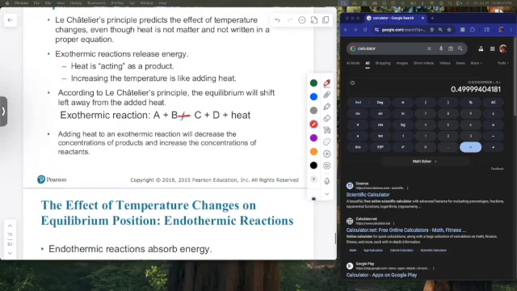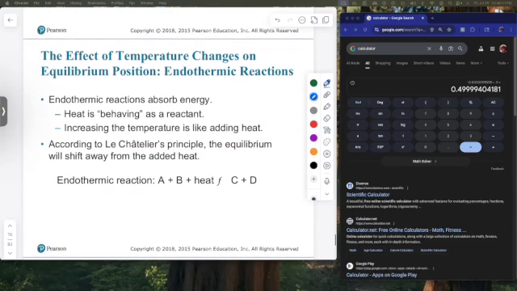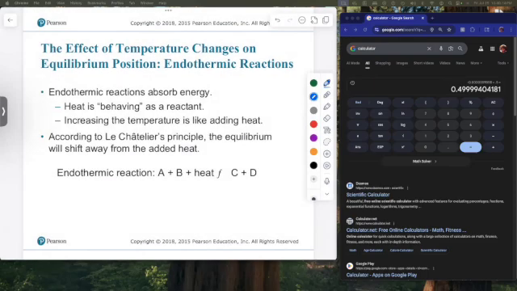So over here we have an exothermic example reaction. Treat heat like it's a product, like a chemical. If you increase heat, this reaction shifts to the left. If you decrease heat, the reaction shifts to the right. In our endothermic example here, if you increase heat, the reaction shifts towards the right. If you decrease heat, the reaction shifts towards the left.